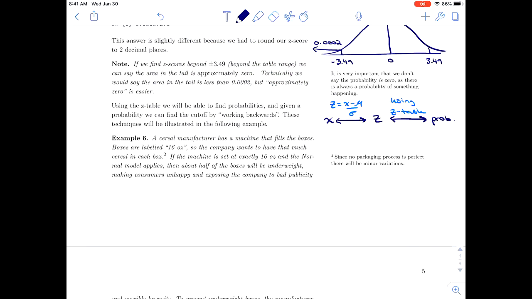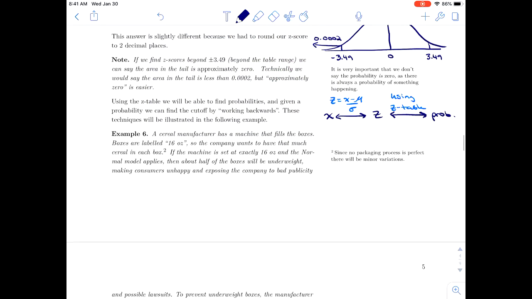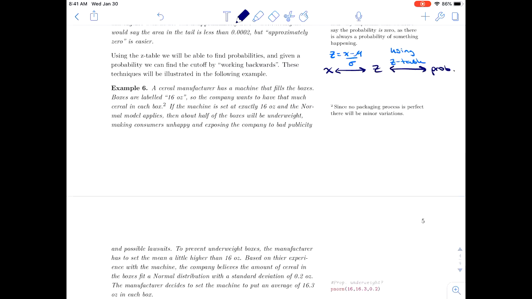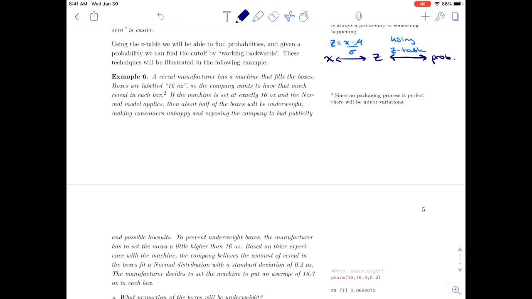So let's do an example. See what's going on here. This is kind of a typical problem.